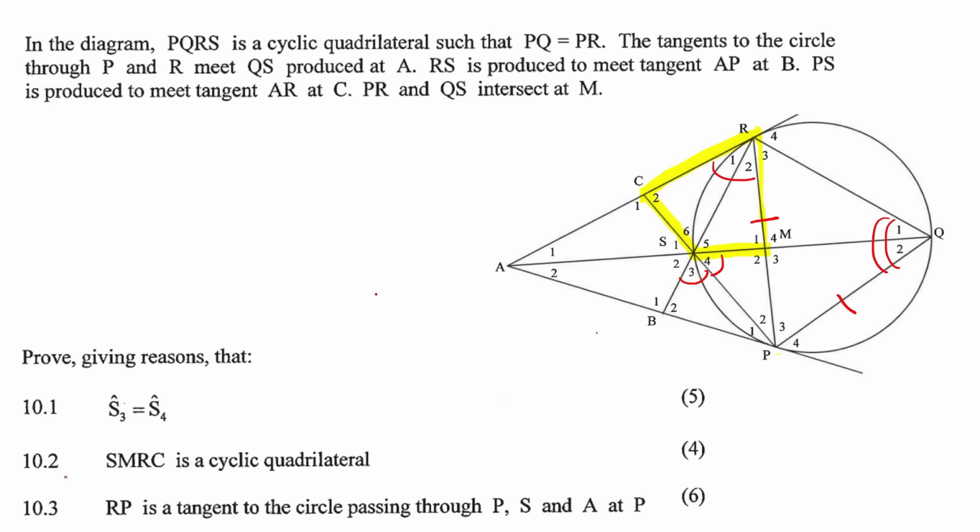So RP is a tangent. We want to prove that RP is a tangent to the circle through P, S and A. So if we draw a circle through P, S and A, let's see how good we can do this.